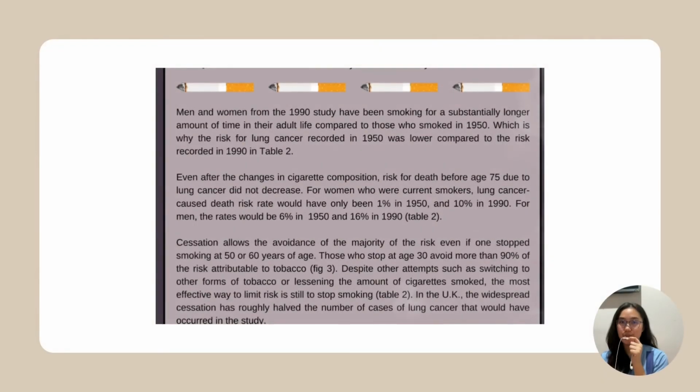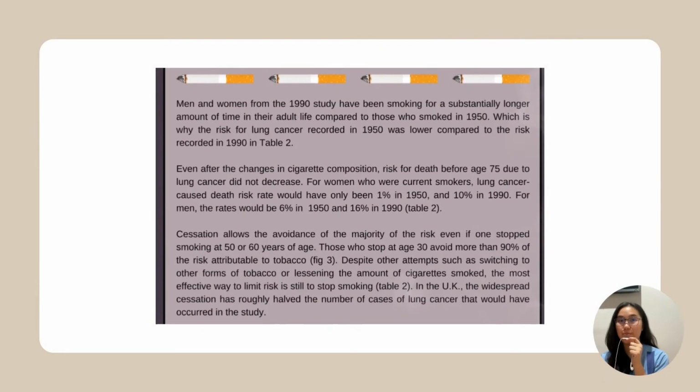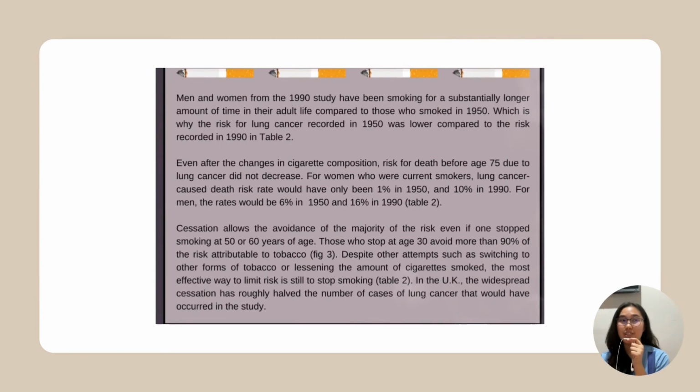The discussion tackles two main ideas: the effects of prolonged smoking and prolonged cessation. Men and women from the 1990 study have been smoking for a substantially longer amount of time in their adult life compared to those who smoked in 1950, which is why the risk for lung cancer recorded in 1950 was lower compared to the risk recorded in 1990. It is seen that even after the changes in cigarette composition, risk for death before age 75 due to lung cancer did not decrease. For women who were current smokers, lung cancer mortality risk rate would have only been 1% in 1950 and 10% in 1990. For men, the rates would be 6% in 1950 and 16% in 1990.